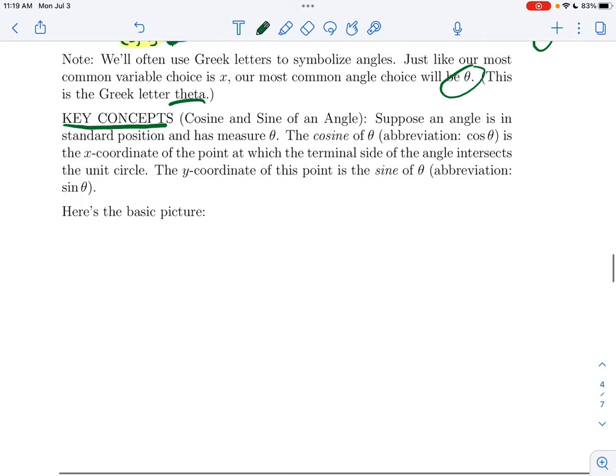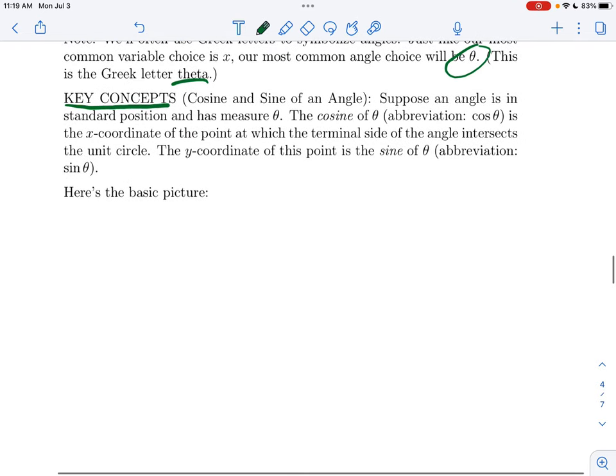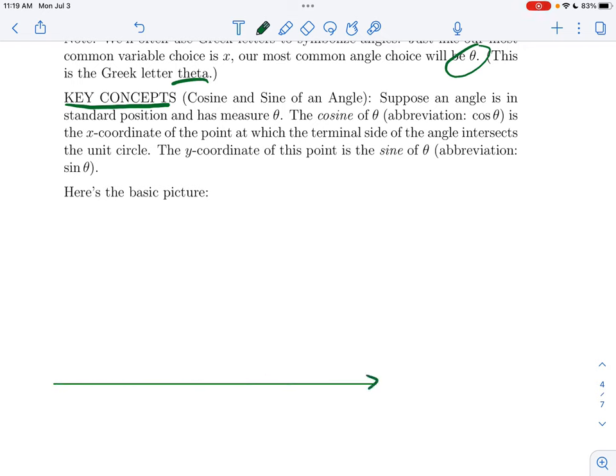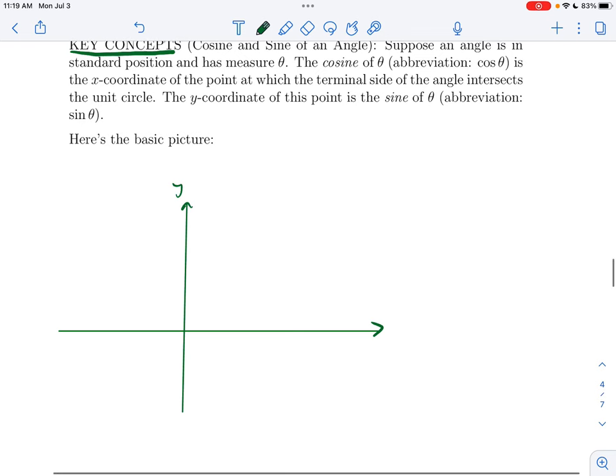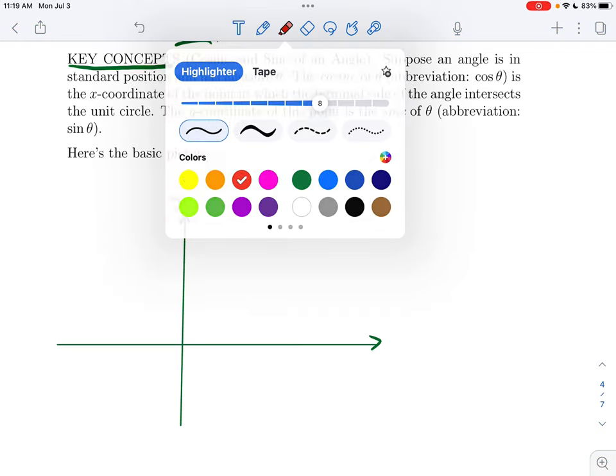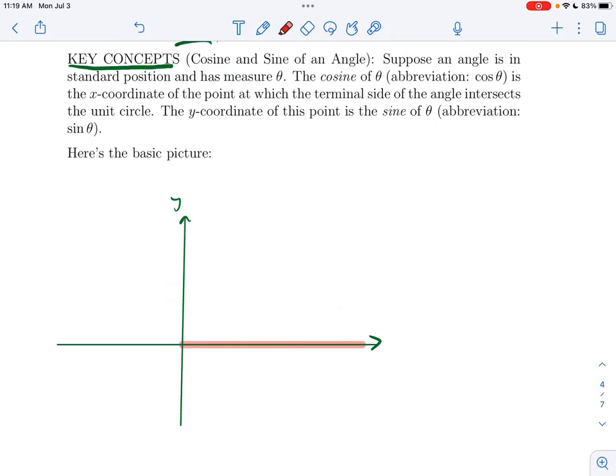So let's suppose we have an angle in standard position. So here's my x-axis. Here's my y-axis. So here is my initial side following the x-axis. Here is my terminal side. I'll just draw it like so. So here is our angle theta. We'll imagine that it's positive.